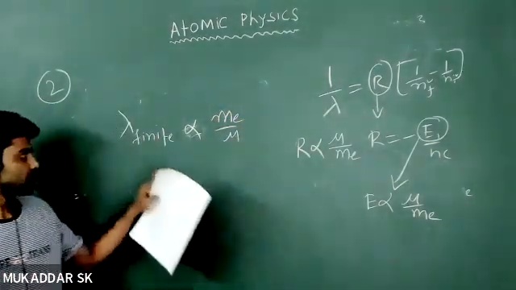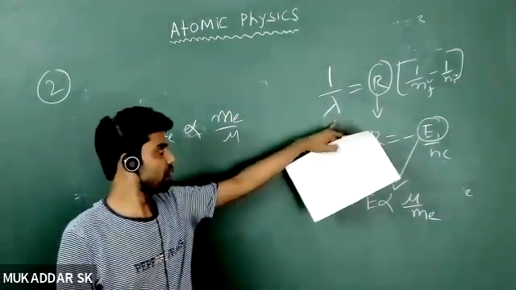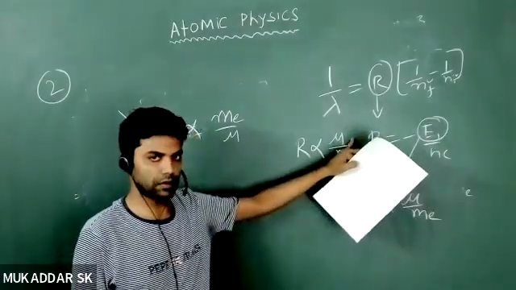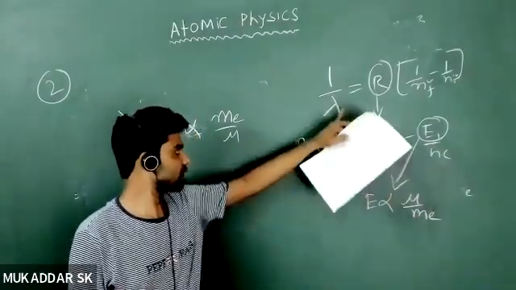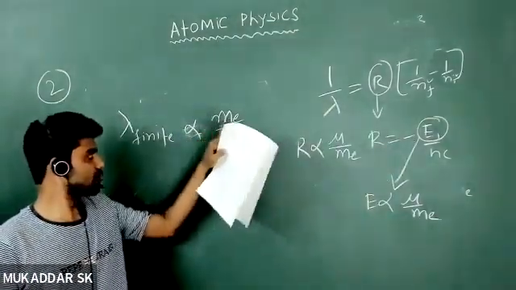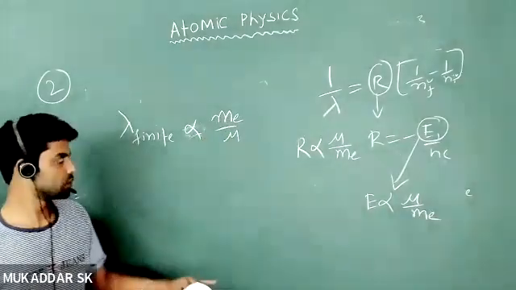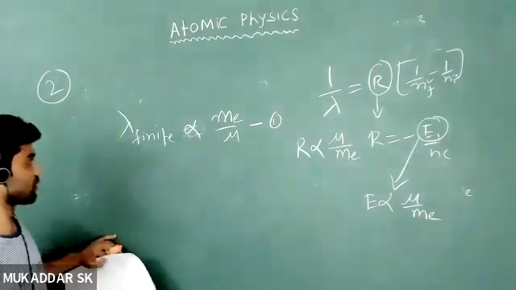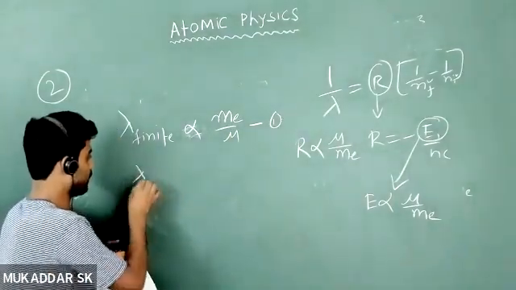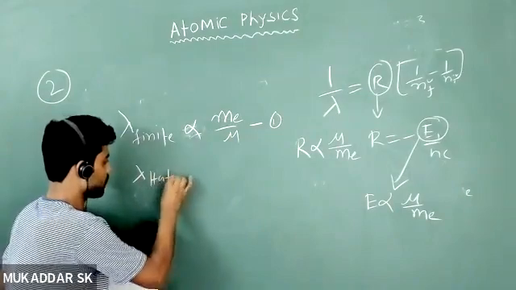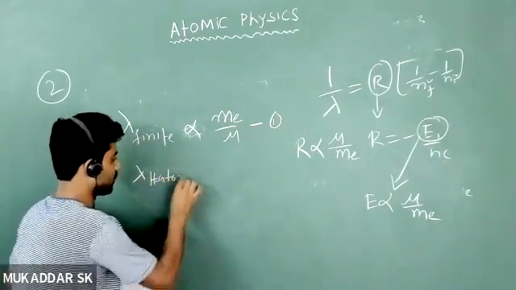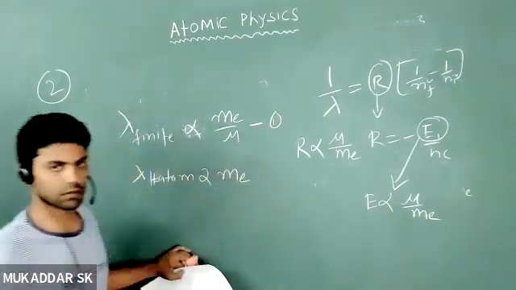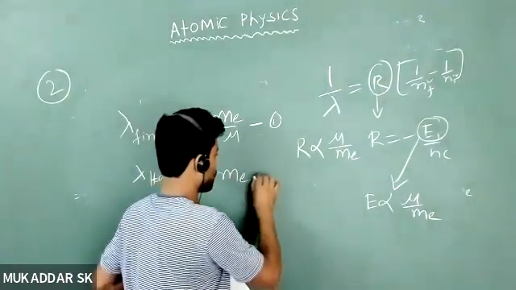Is it clear? Since lambda is inversely proportional to R, and R is proportional to the reduced mass mu by Me, lambda will be proportional to Me by mu. So this is for your finite mass nucleus. And for the hydrogen atom, it will be simply proportional to the mass of the electron. Now, this is equation number 1, this is equation number 2.